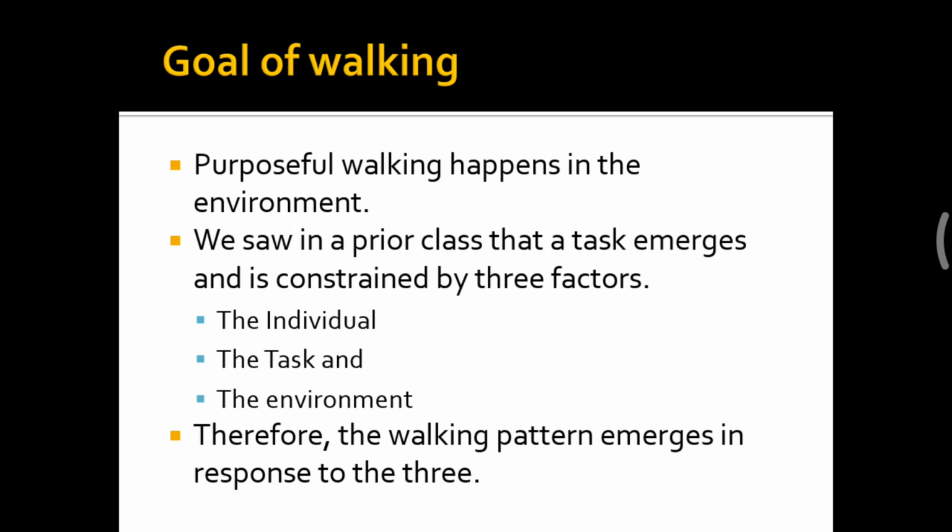Therefore we should not understand that the brain commands and we are made to walk by the nervous system command coming down the body and going on to the leg, but we need to understand that it's because of the interaction of multiple things. Therefore, the main purpose of this lecture is to make us understand that a walking pattern emerges in response to the three factors.